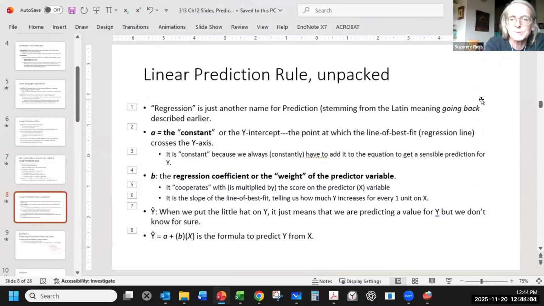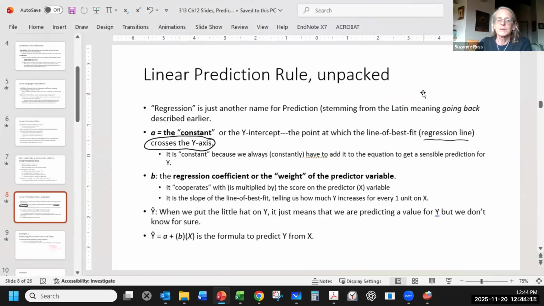And so when we draw that line, the point where it crosses the y-axis is always going to be the constant. And it's called a constant because it's always the same. We always have to add it to the equation to get a sensible prediction for y. Okay, so that's more about A.